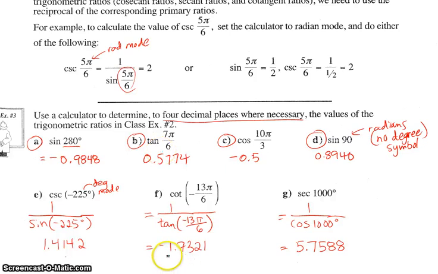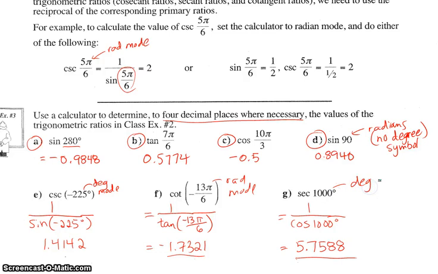Okay, check your answers for F and G from example 3 that we didn't finish from the part 1 video. Please note cotan is 1 over tan. Make sure you're in radian mode. Then you should have gotten negative 1.7321. Secant is 1 over cos of 1,000 degrees, and we are in degree mode.